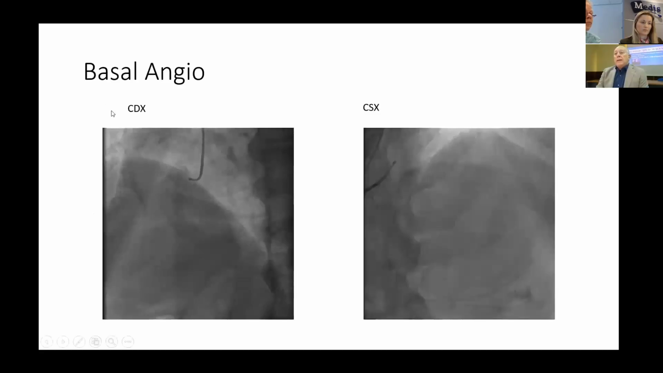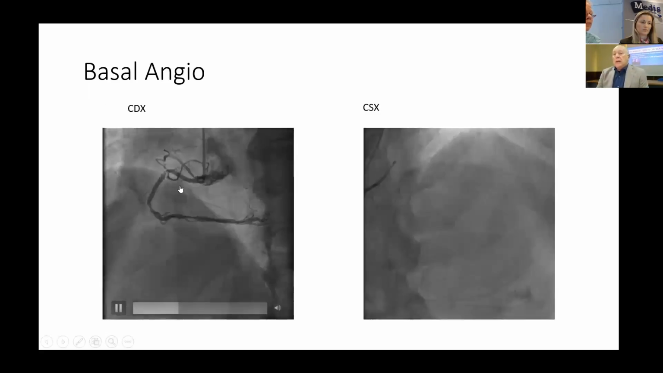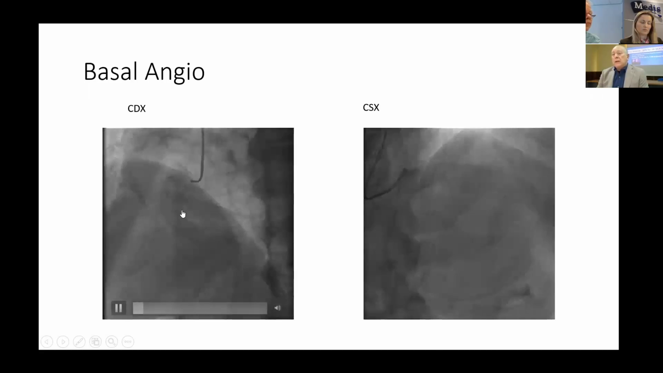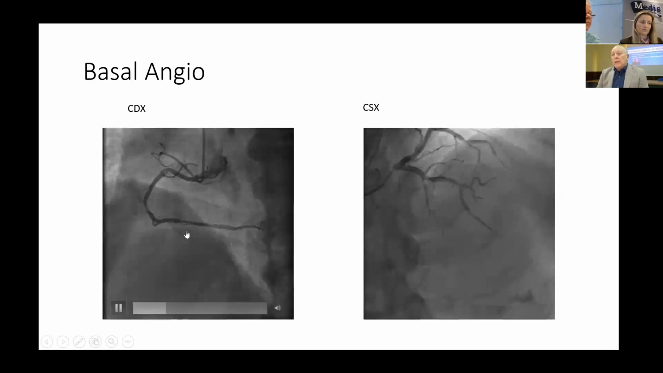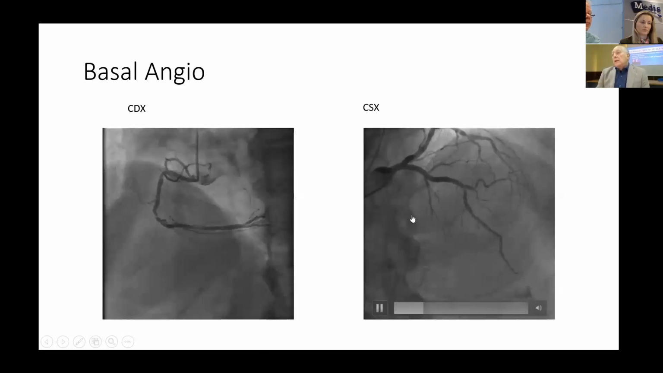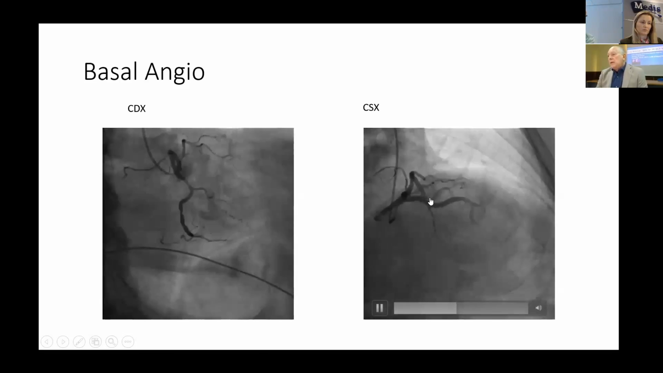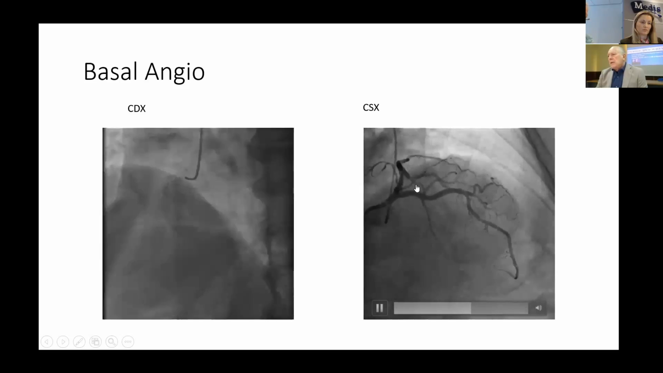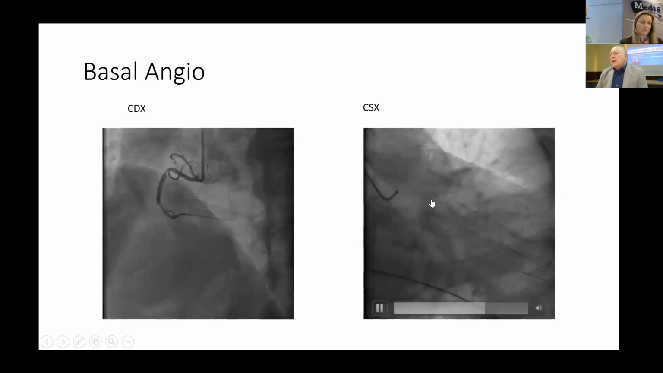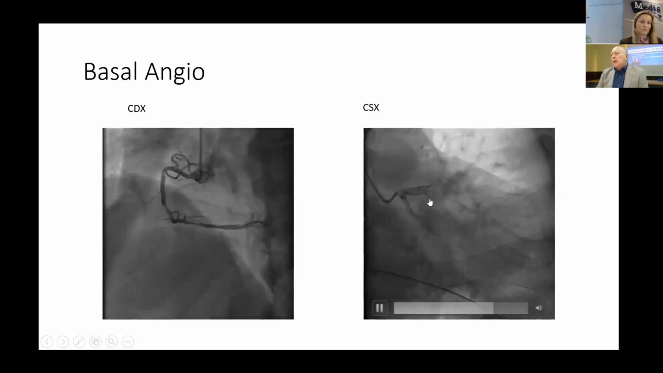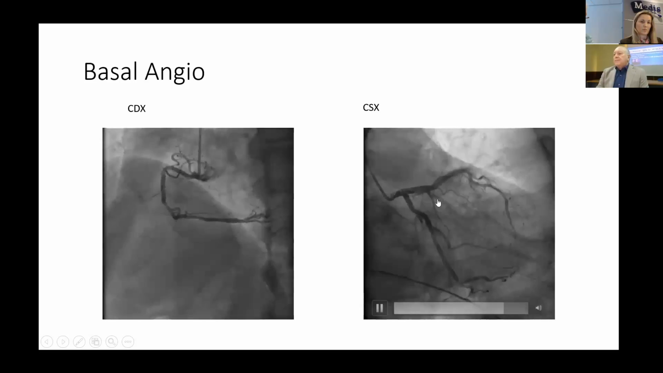This is the basal angio. You see on the right side, the right coronary artery, a couple of lesions in the middle part of the artery and the distal part, here and here. And on the other side, there is the left coronary artery. You see here a stenosis in the third marginal branch. Minor irregularity in the artery. Okay.